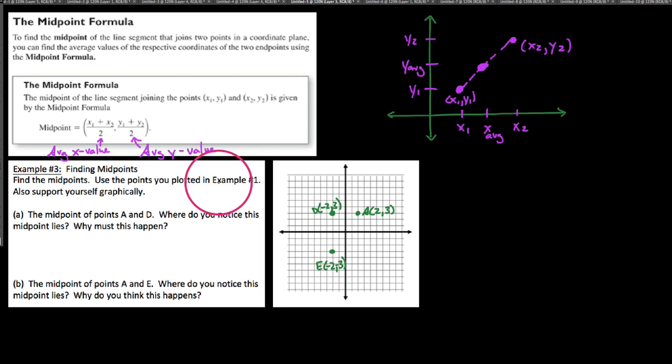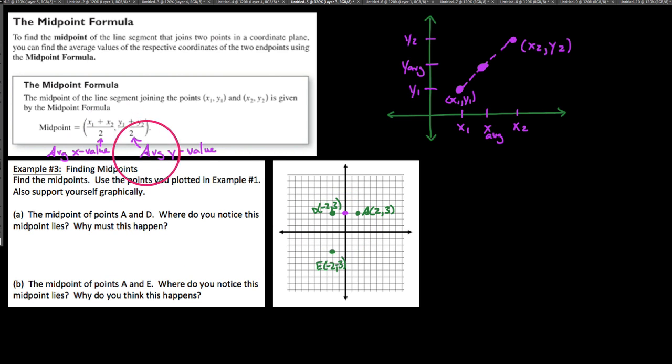And so looking at this, I say find the midpoints. Use the points that we plotted in example number 1, also supporting ourselves graphically. Well, for this particular example, part A, the midpoint of points A and D are what we're concerned with here. From my example 1, I chose to use these points for A, D, and E. A was 2, 3, and D was negative 2, 3. As a matter of fact, points A and D had symmetry over the y-axis. And so if we were to talk about a midpoint, logically, we could see here that the midpoint would have to lie between these 2 points.